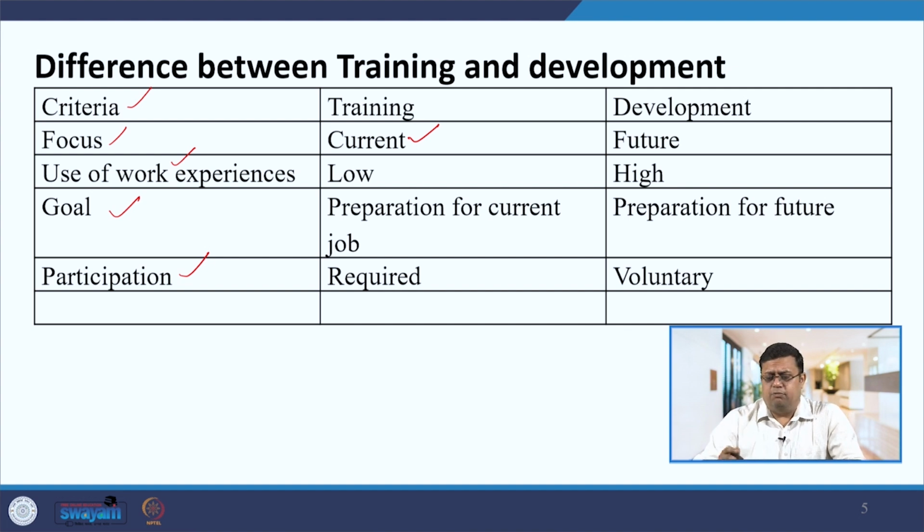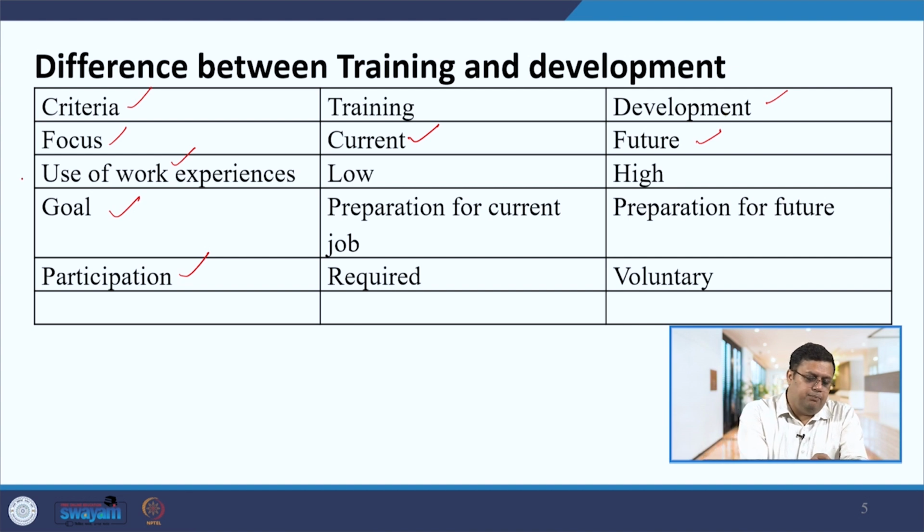But in the case of development, the organization thinks about the future. So in the future, what are the skills required? In a simple way, in development we keep the future in our mind: what are the skills that an employee will require in the future and how we can give those skills to the employee. In the case of training, our focus is short term: in the short term what skills are required and how we can give them.